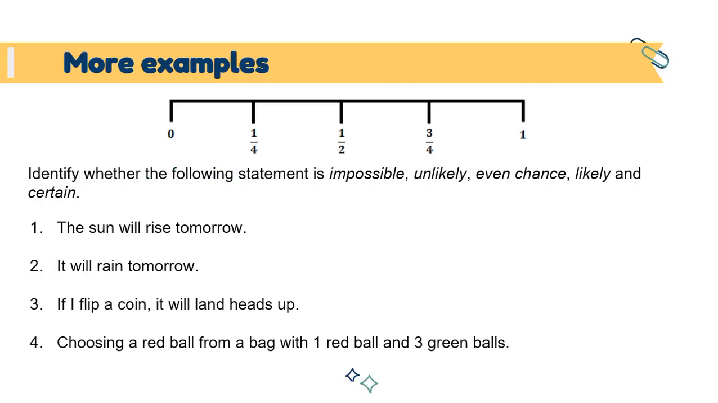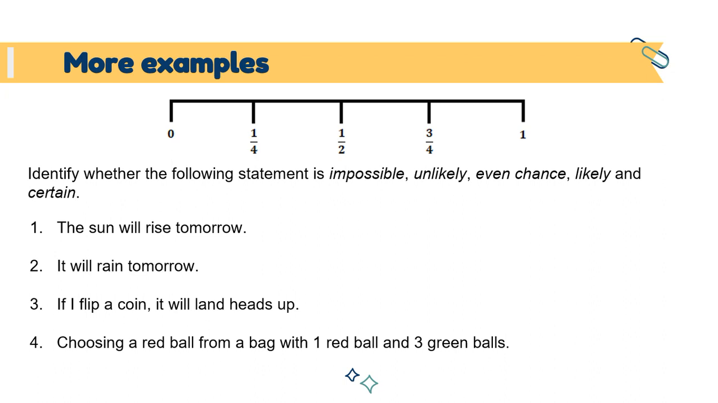Okay, so now let's have more examples. Here, we will identify whether the following statement is impossible, unlikely, even chance, likely, or certain. This is now the application of our lesson. Okay, number 1, the sun will rise tomorrow.